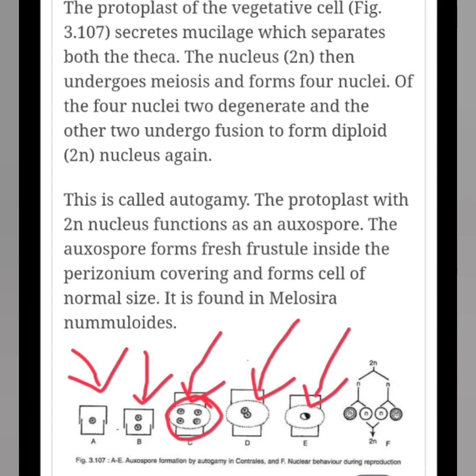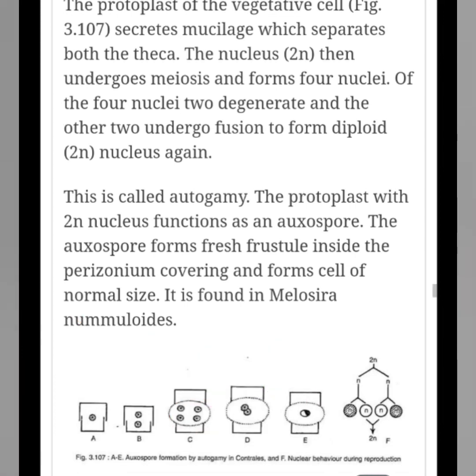and this auxospore will develop into a new frustule or a new cell. It is enclosed inside a perizonium covering, and it will form a cell of normal size. Right, so it is simple here. This process is called autogamy, where the nucleus of a single frustule undergoes meiosis to form four nuclei. Two nuclei will degenerate, and two nuclei will fuse together to form a zygote, which will act as an auxospore, get enclosed inside a perizonium, and develop into a new individual cell, that is a new frustule. Now the next second type is oogamy.